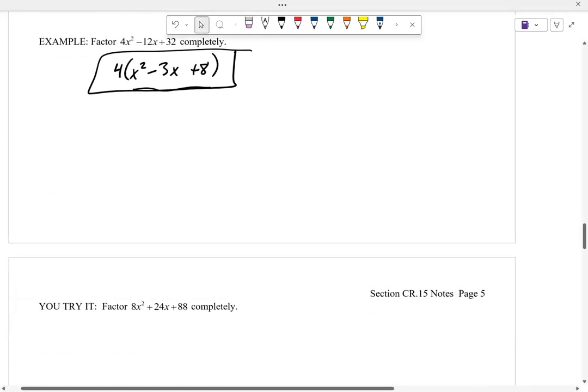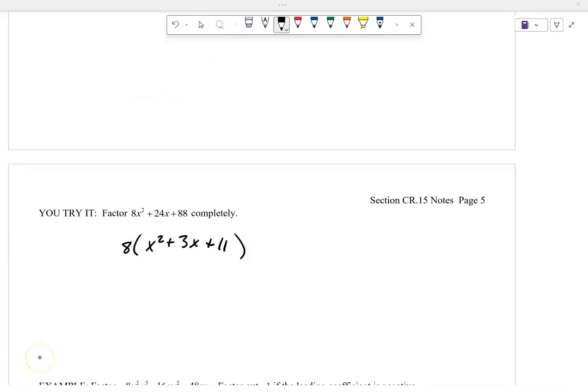Go ahead and pause the video on that 8x squared plus 24x plus 88. So hopefully you took an 8 out, left with x squared plus 3x plus 11. I would test and make sure, can I factor that any more? I cannot. All right, backwards FOIL there. So we just circle it right there, we're stuck.